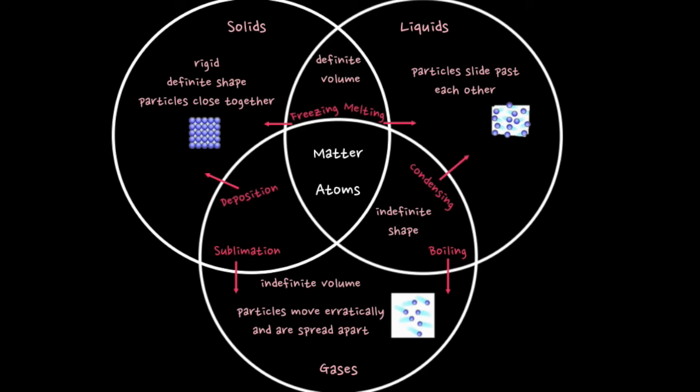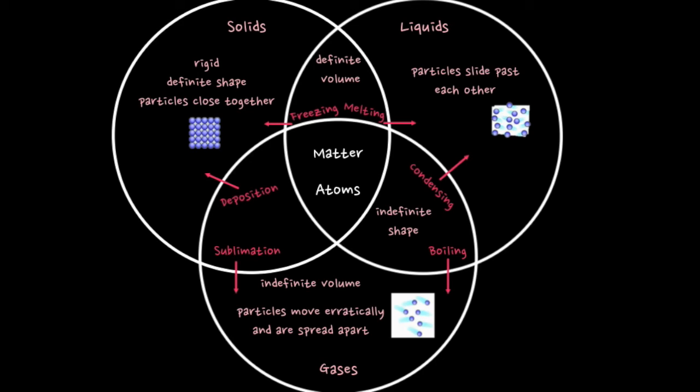In the hot pink, you see the different phase changes. Liquids to solids is freezing, solids to liquids is melting. Boiling is when you go from a liquid to a gas, and then condensing is from a gas to a liquid. Sublimation is from a solid to a gas, and gas to solid is deposition.